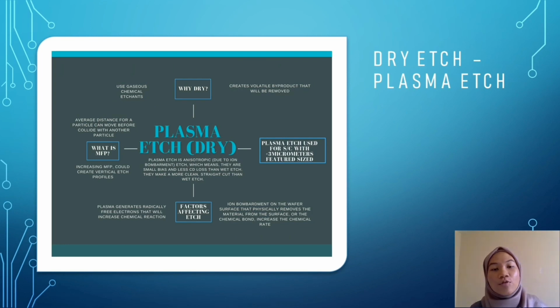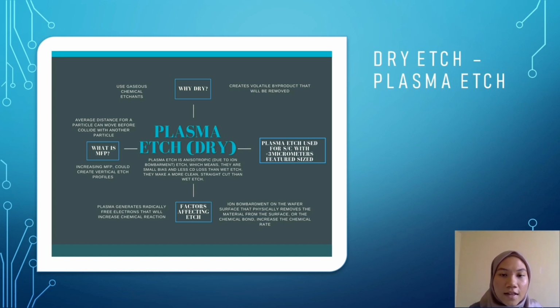Okay, for the last one, we have plasma etch, also called dry etch. Plasma etch is anisotropic due to ion bombardment, which means there is small bias and less CD loss than wet etch. So why do we call this one dry? It's because we use gases as chemical etchants, whereas in wet etch we use liquid instead of gas. They create volatile byproducts that will be removed from the wafer surface, just the same way as in wet etch, so we don't have to worry about the byproducts sticking on the surface.